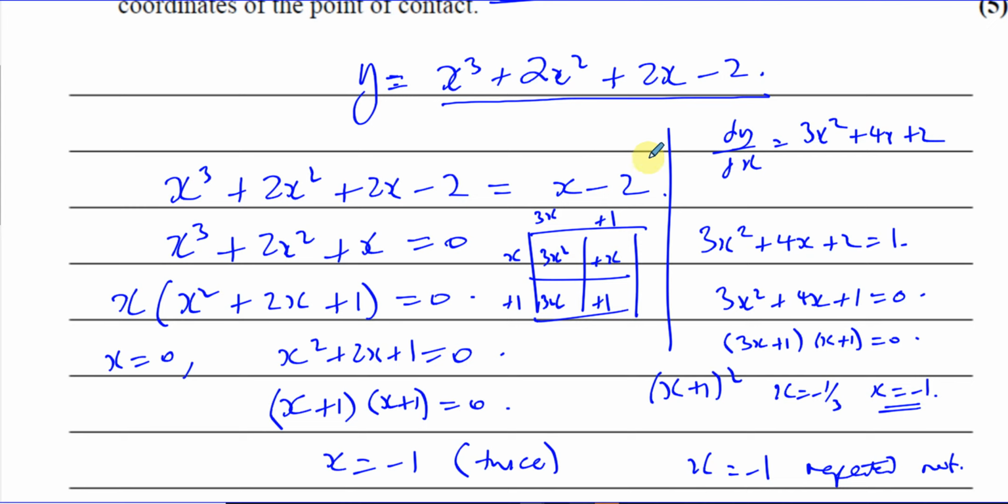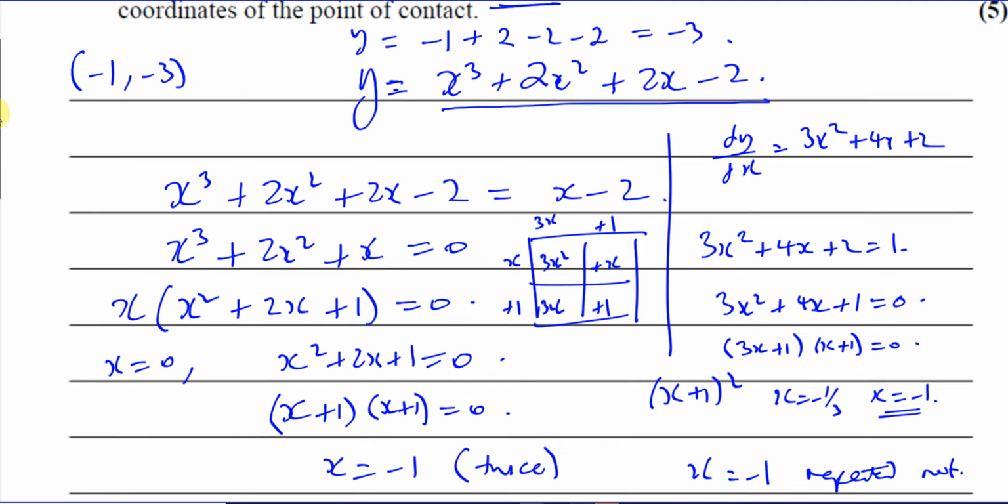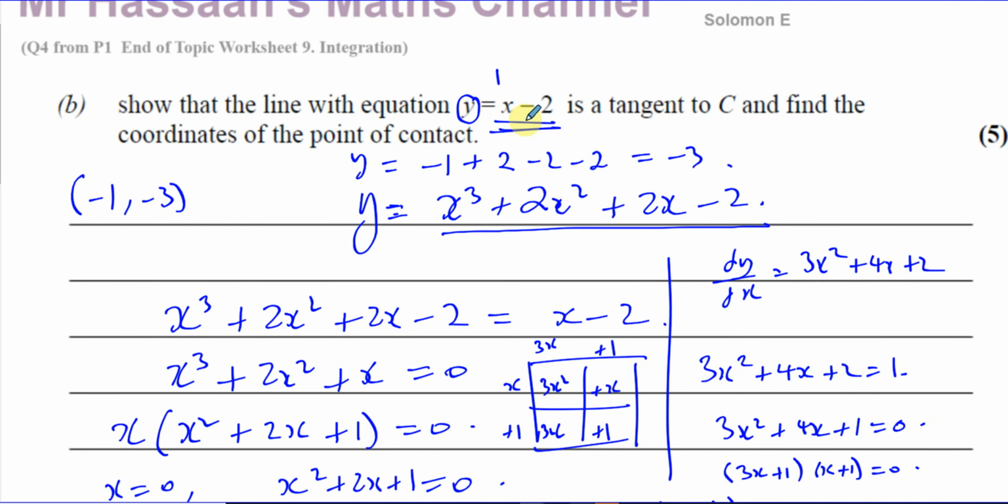If you put -1 into here, you have y = (-1)^3, which is -1, plus 2 times (-1)^2, which is 2, plus 2 times -2, which is -2, and then minus another 2. So y is going to be -1 + 2 - 2 - 2, which is -3. And you want to check if the point that we just found, (-1, -3), is a point that's on this line. Well, yes it is. When you put x = -1 in here, you get y = -3.